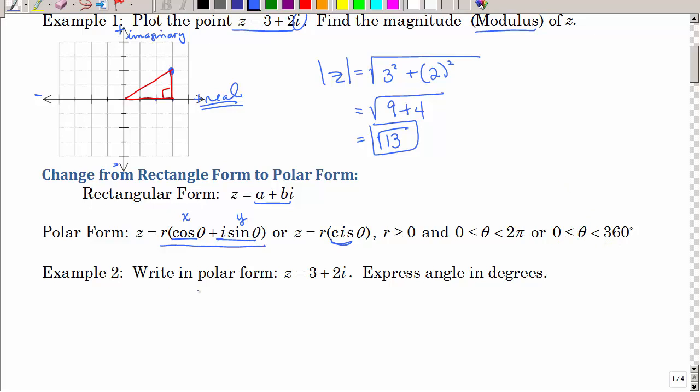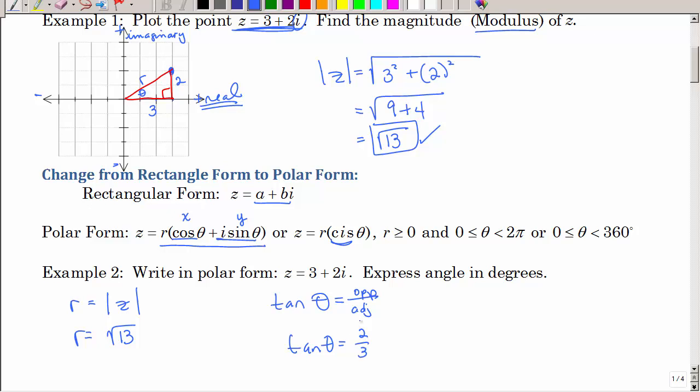So example 2 says write in polar form 3 plus 2i. Now that's the number we just found the modulus of. So we want to express the angles in degrees. So for polar, we need to find r, and we need to find theta. Well, r is the distance from the origin, which is the same as the modulus or magnitude of z. Since we found that right here, we don't need to do that again, the square root of 13. But what's theta? Let's come back to this picture. That's theta. Well, we know that the tangent of theta is opposite over adjacent. So the tangent of theta would be 2 over 3.